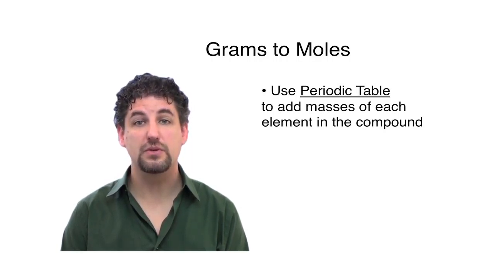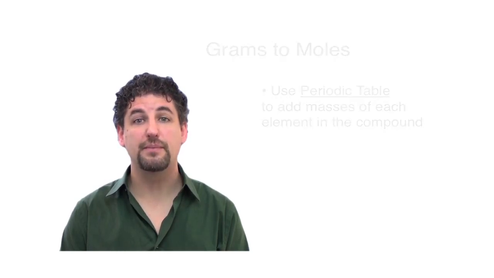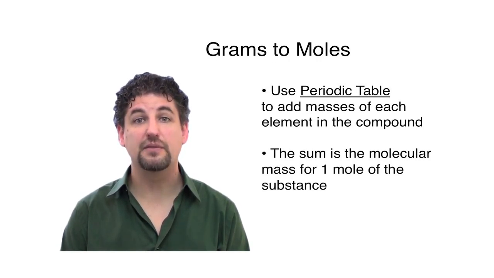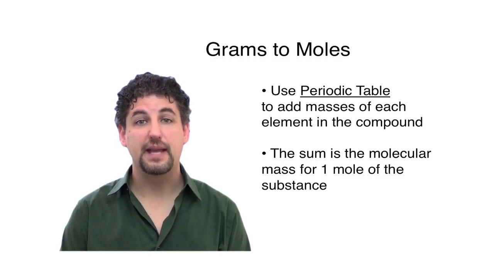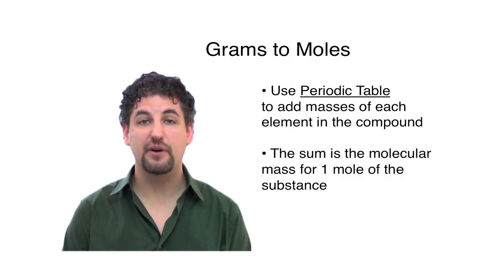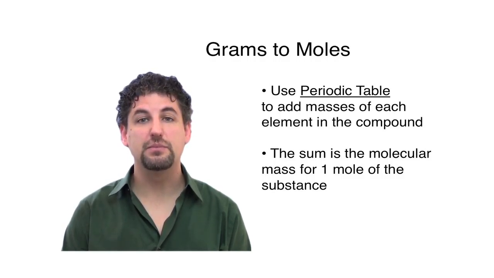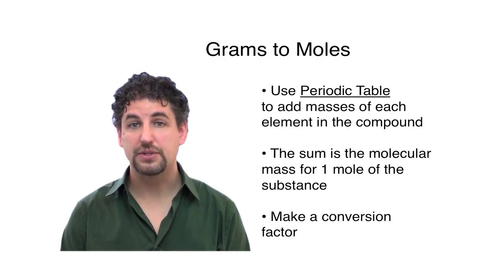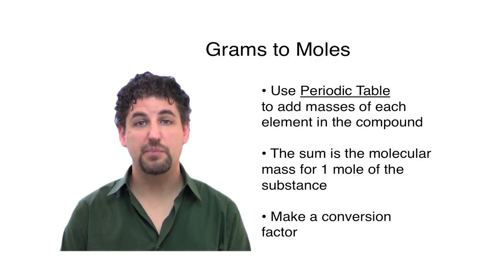Once you add up all the masses of the different elements involved in your substance, now you know the molecular mass, or what's called the formula mass. And that's basically how many grams are in 1 mole of that substance. And then from there, you can create a conversion factor that allows you to move from grams to moles. All right, so those are the key points that I wanted to focus on for this introduction. Watch the video and watch what I do to go from grams to moles.